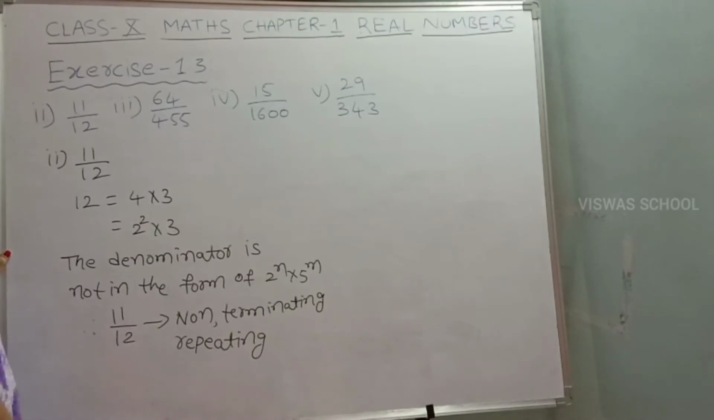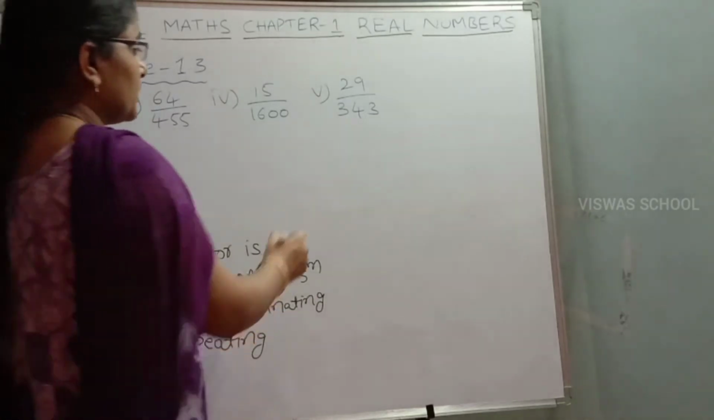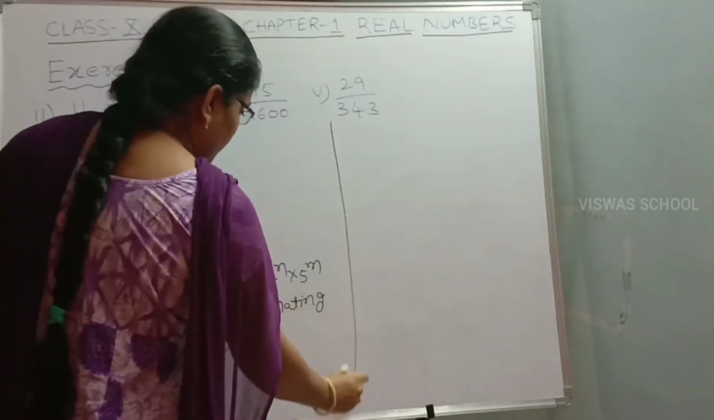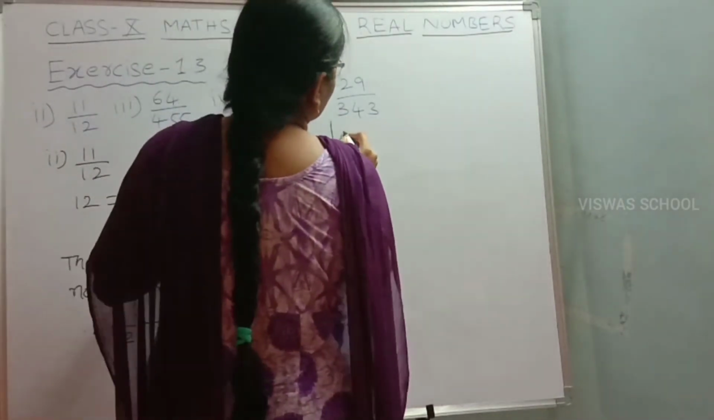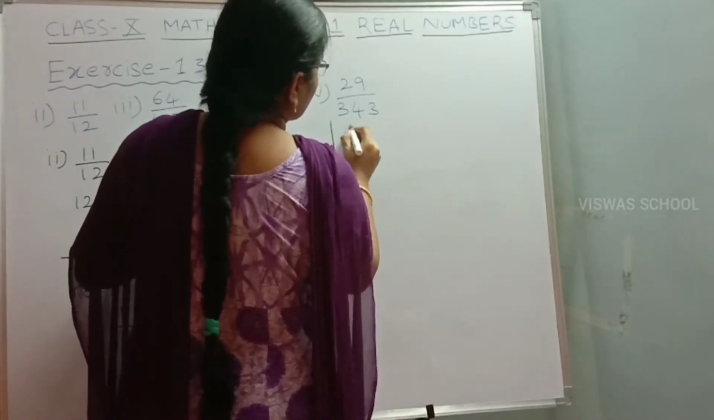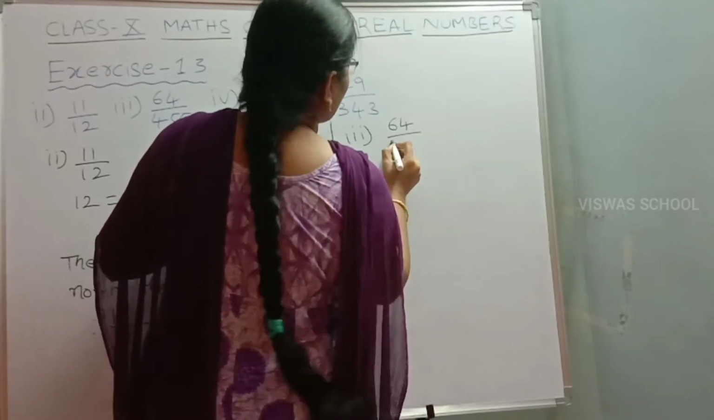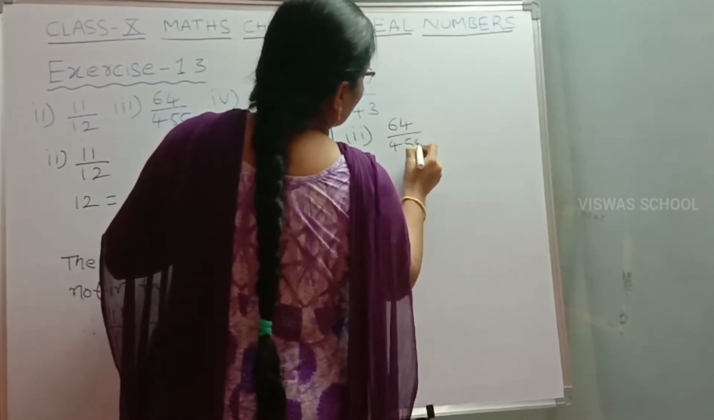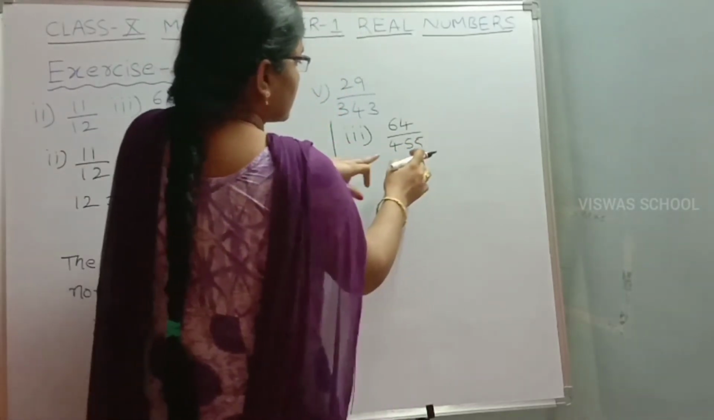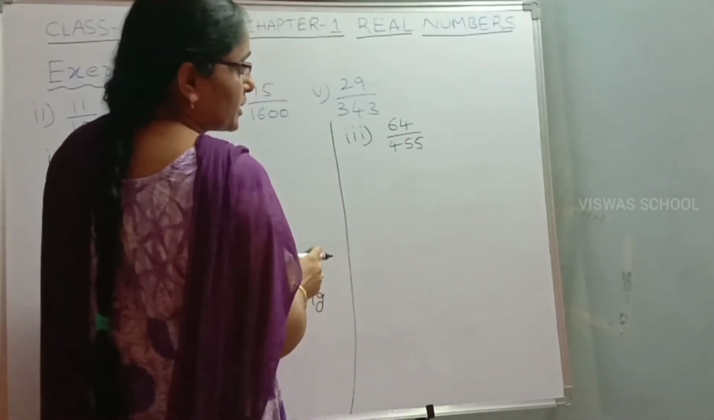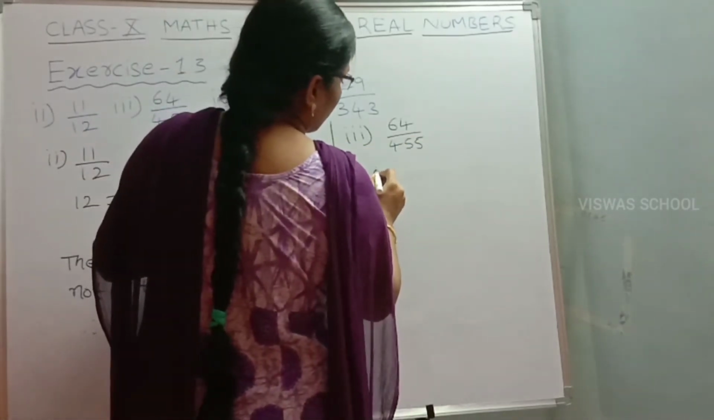Non-terminating repeating decimal. Next, see here, the third one is what? 64 by 455. That is, first convert the denominator part into 2 power n into 5 power m form.